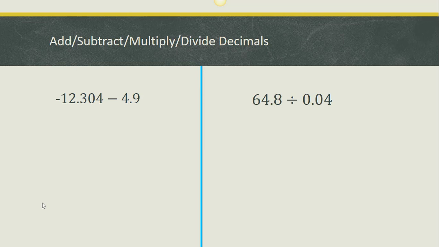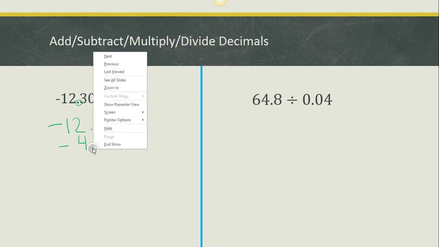Okay, and finally we got some adding, subtracting, multiplying, and dividing of decimals. So let's begin with this very first problem. With decimals, with adding and subtracting them, we always line up the decimal places. So I'm going to rewrite this problem. Negative 12.304 with the other decimal, negative 4.9, where the decimals are right underneath each other.